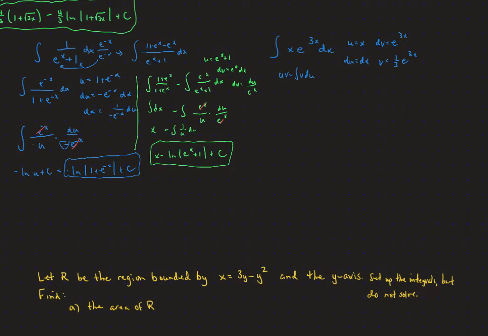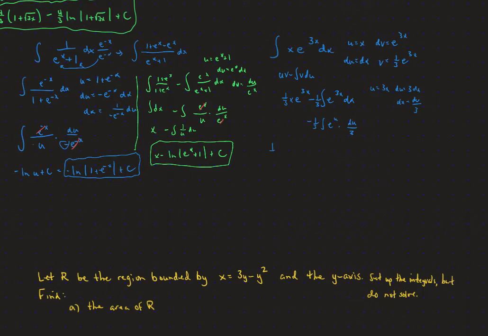minus the integral of v du. So u times v is going to be 1/3 x e to the 3x minus the integral of v du, and I'm going to pull the 1/3 out, and we get another e to the 3x dx. You can do a u substitution if you like, or if you can do it in your head, that's okay too. And at the end of the day, we're going to get this e to the u, and we're going to get an extra over 3.